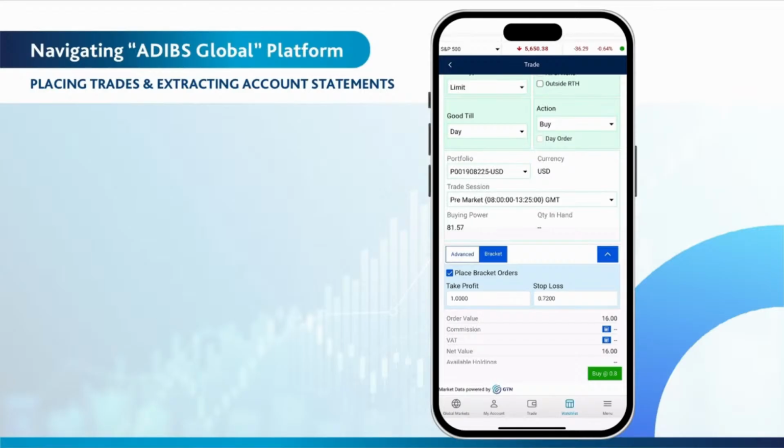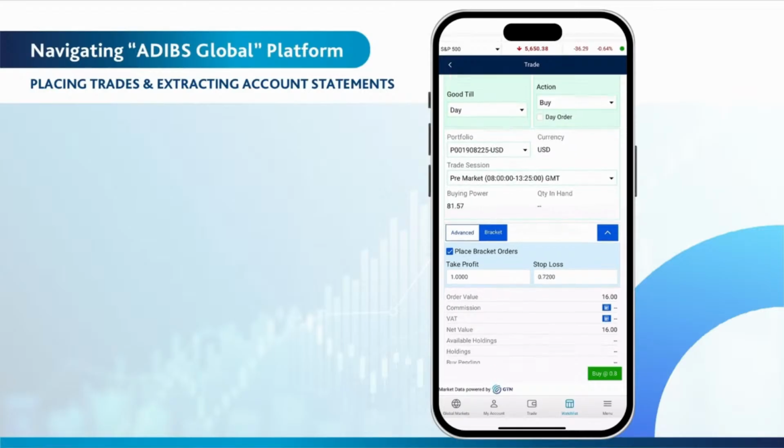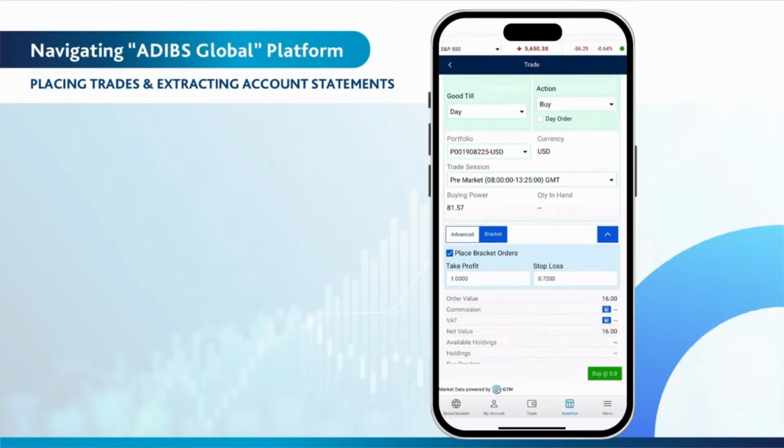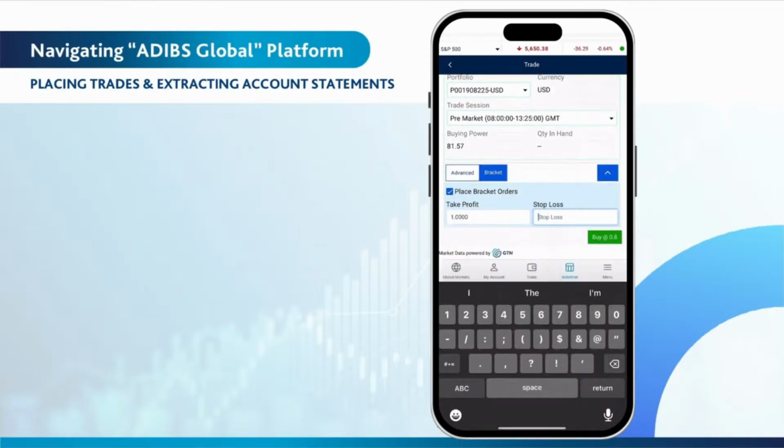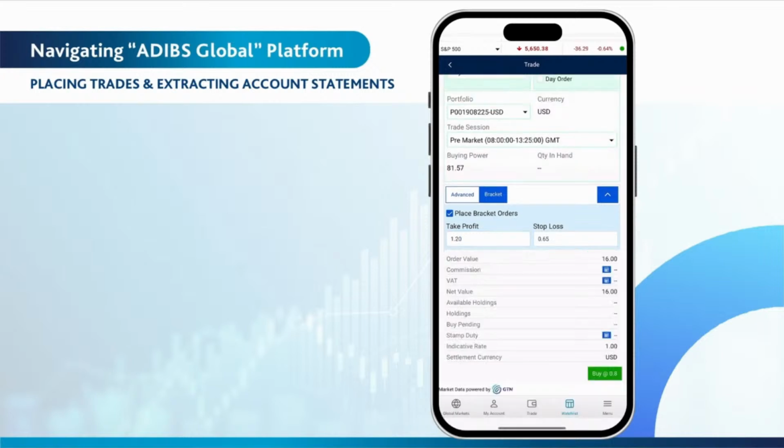I want to take profit at $1 and put a stop loss at 0.772 cents. You can change it and put stop loss at 0.65 cents, and I want to take profit at $1.20. And you can pick one of the two if you want. You put 0 for one and put a price for the other, or you could put a bracket for both sides, meaning that the system will trigger a stop loss at 65 cents if the stock goes down, and if the stock goes up, I will take profit at $1.20.